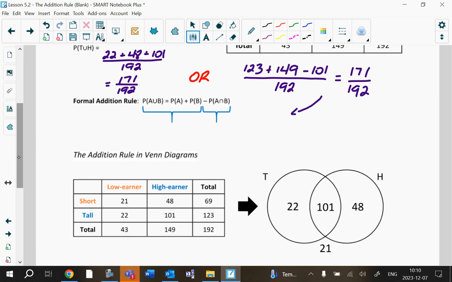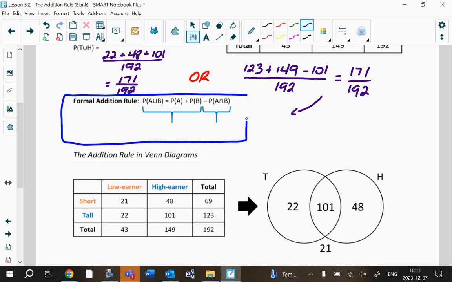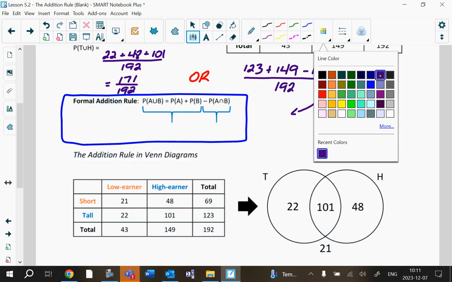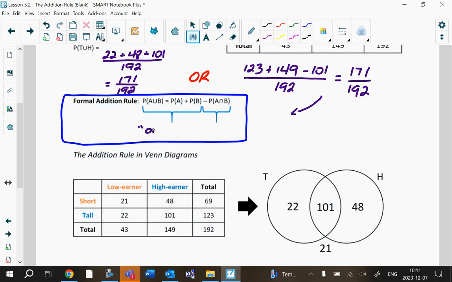So this is important. And I believe you would get that formula. No, maybe not. I'd have to double check the formula sheet. Anyway, so this portion, or means add. So that's why we add P(A) plus P(B). But then we have to subtract the double counting.